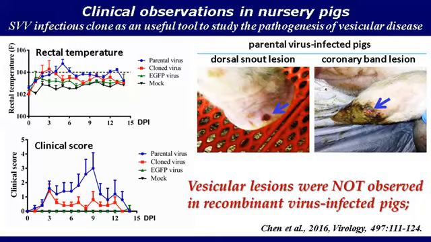So this suggested our SVV infectious clone could be a potentially useful tool to study the pathogenesis of vesicular disease in the future. On the other hand, our cloned virus showed attenuated virulence, so that could be a potential backbone for the development of future vaccines.